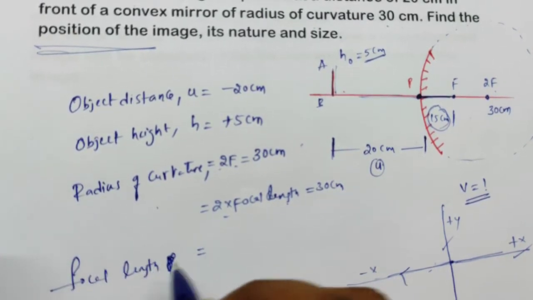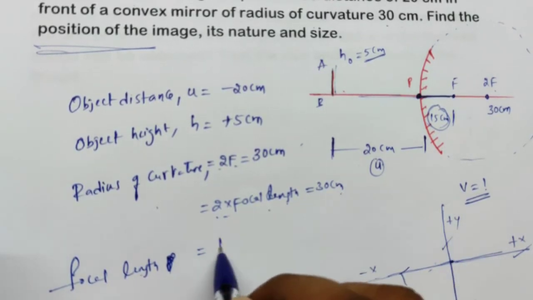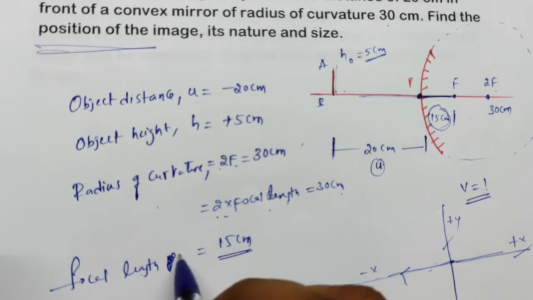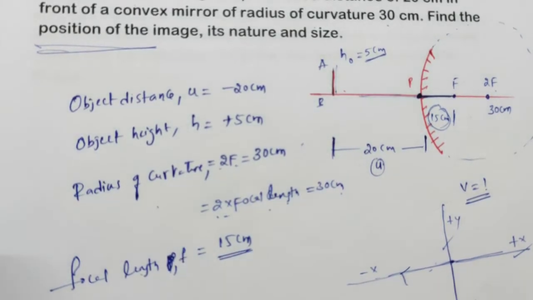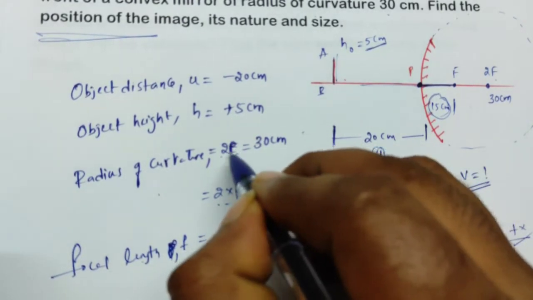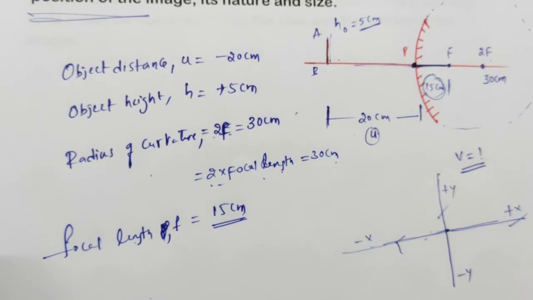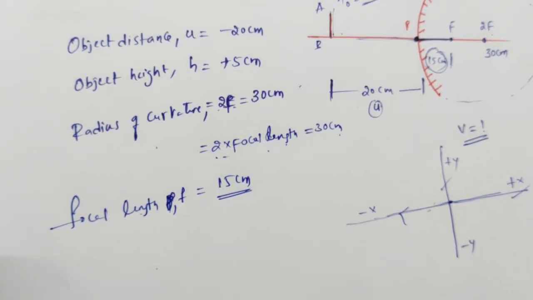Focal length is equal to how much? 2 into focal length is 30, then focal length is equal to 15 centimeters. Now we came to know small f also. F is 15 centimeters. Got it?